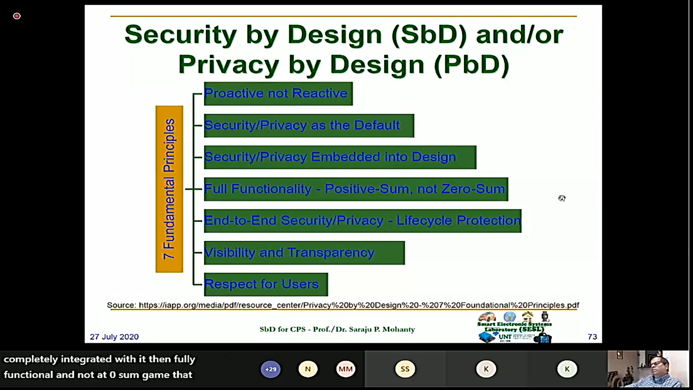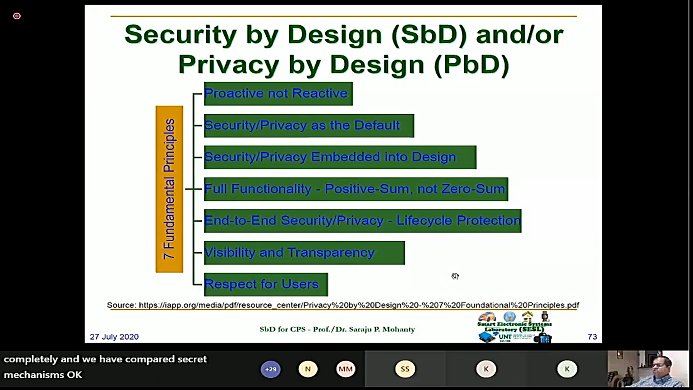That means we are optimizing from all the engineering points of view: energy, security, safety, all these things, so that we are optimizing in the right way and have a very good design. Then complete life cycle protection has to be there end to end, from the source end to the consumer end, with a complete security mechanism.